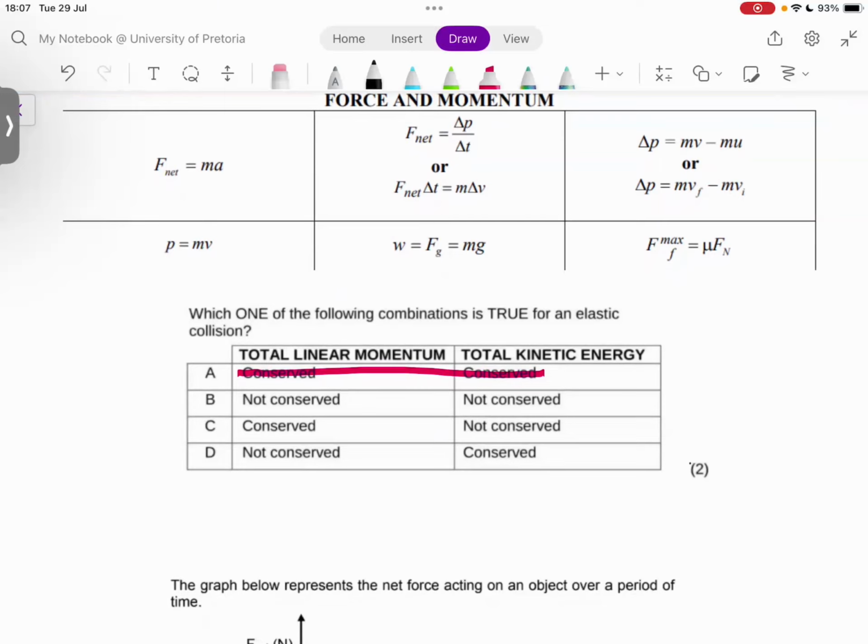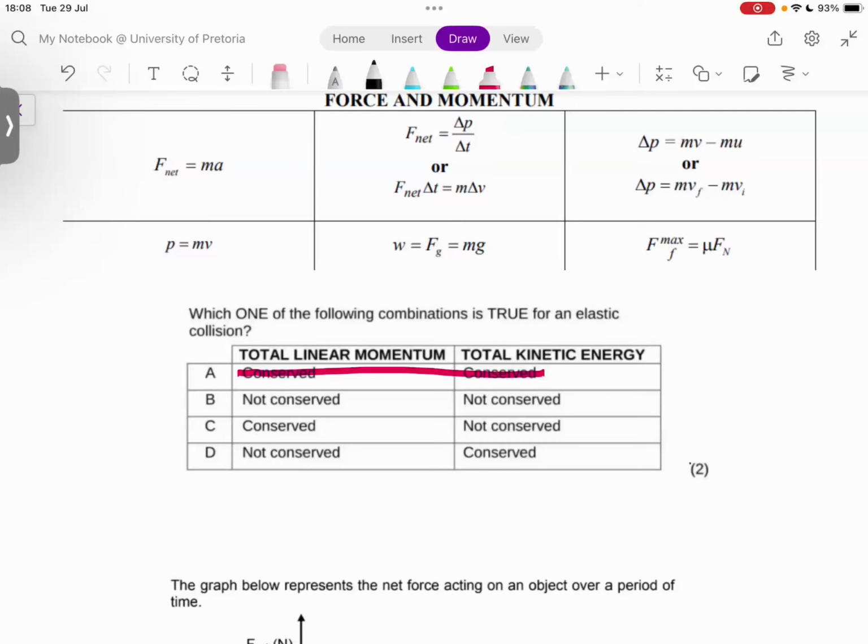Dinyiko's asking, why is it A? Dinyiko, in order for A to be correct, we just have to remember how we define elastic collisions. An elastic collision is a collision in which linear momentum is conserved as well as the total kinetic energy, right? And that just means that there are only conservative forces at play.